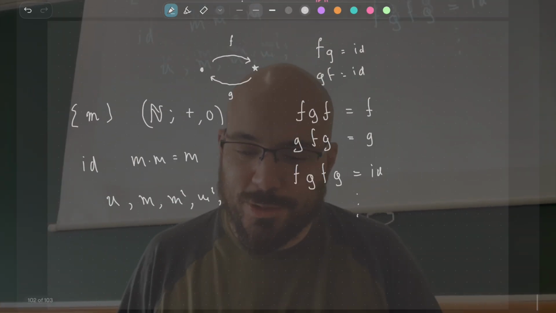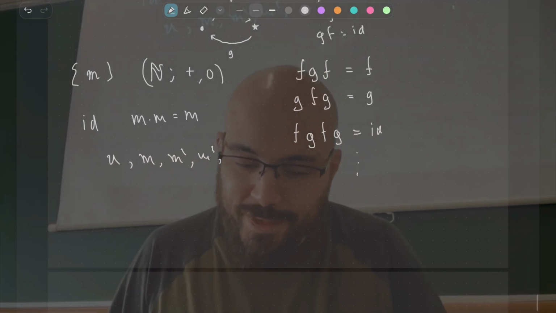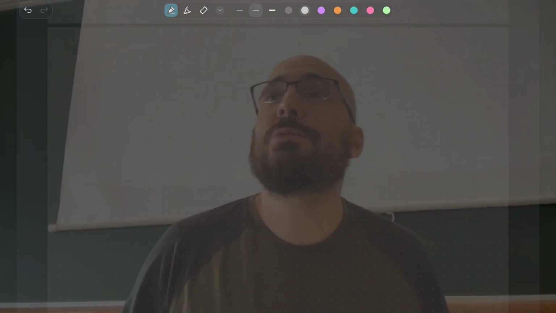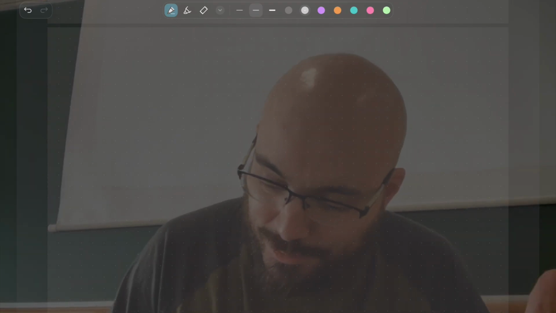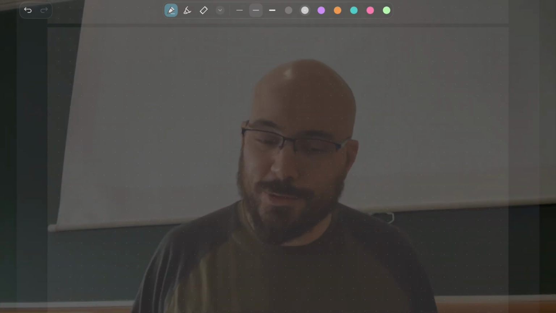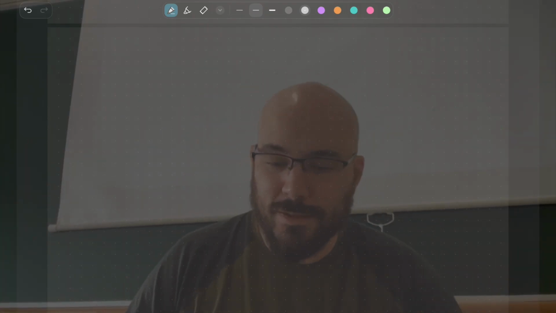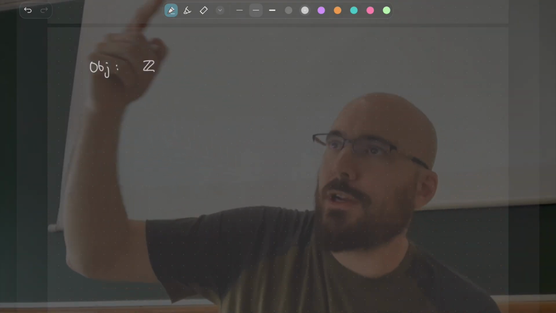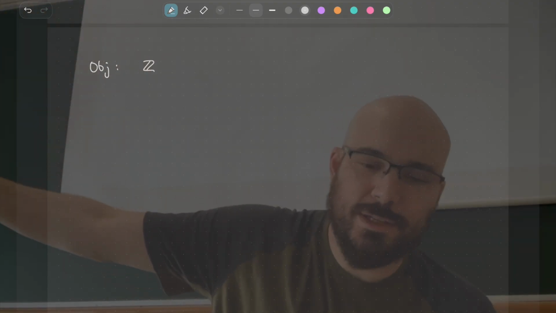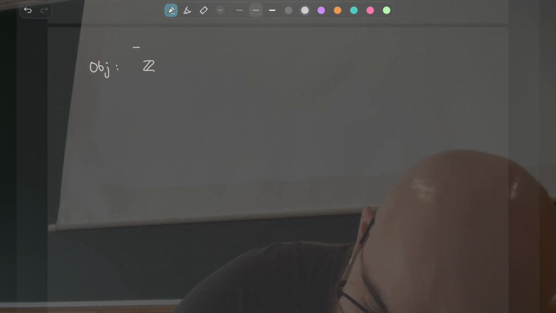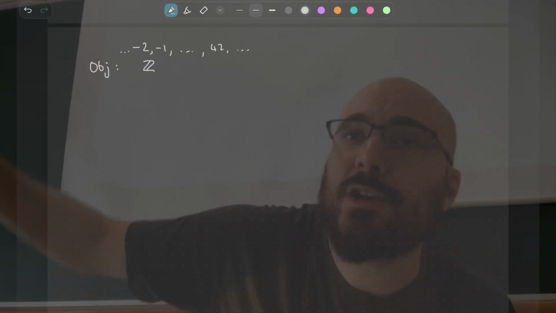Let's go back to seeing examples of categories, because we have seen so few examples, and not even the standard ones. I want to be a bit late on introducing the standard ones, exactly because I don't want you to think of functions and sets and stuff like that. So consider this category. The objects are the integers. I'm not saying it only has one object and this object is the set of integers. I'm saying that the objects are these guys: minus 2, minus 1, 0, 42. These are the objects.